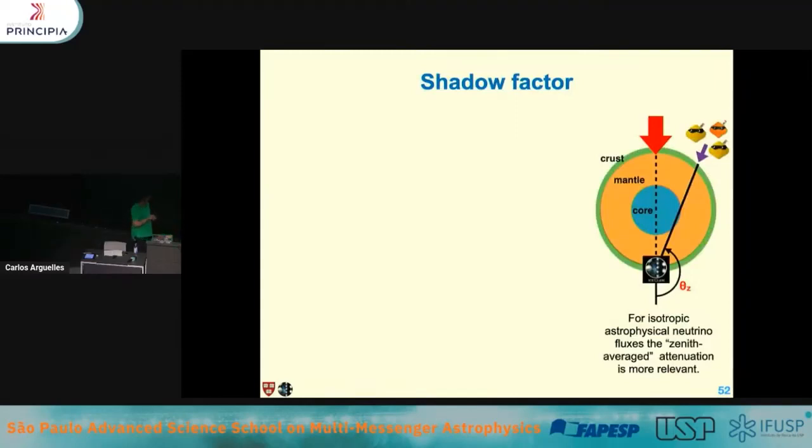One thing that's interesting is that we typically talk about isotropic neutrino fluxes. So it's sometimes useful to talk about the direction-averaged transparency of the planet. My detector is looking at all directions, so what's my average transparency? That's known as the shadow factor.